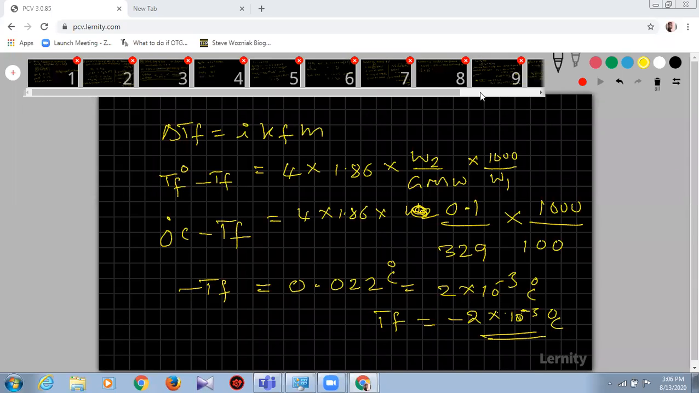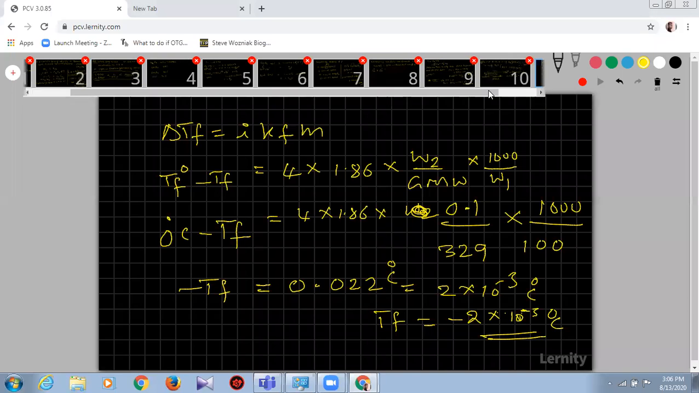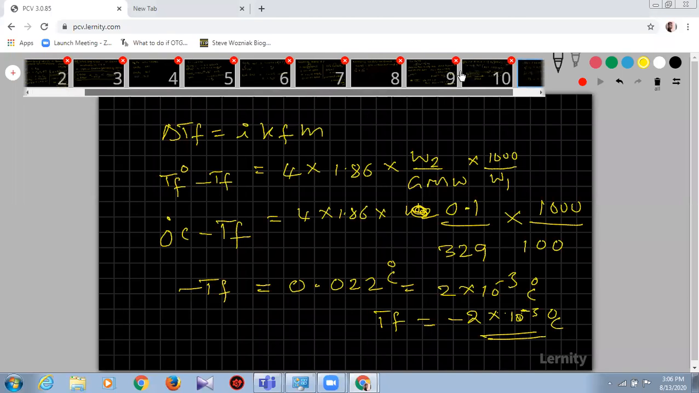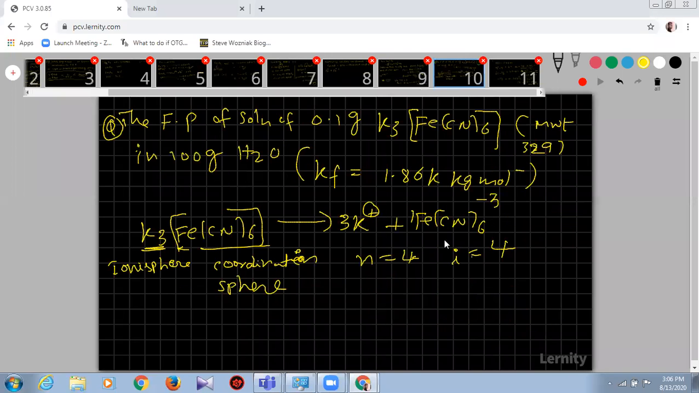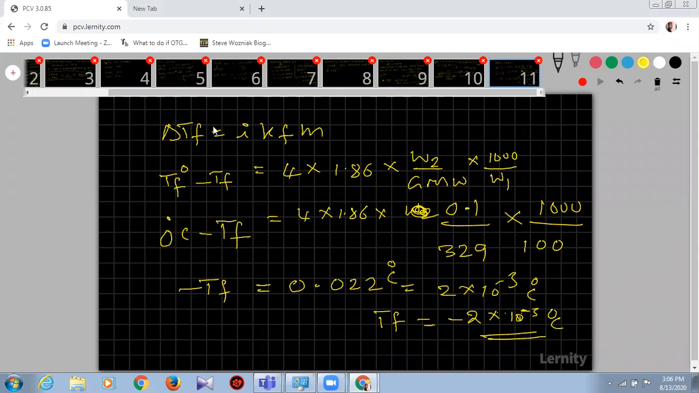Okay, ma. Shall I show you from the beginning? This is one of the problems, and this is the equation: 3K plus 80c and taken 6 minus 3, and delta Tf formula. This is the water formula.